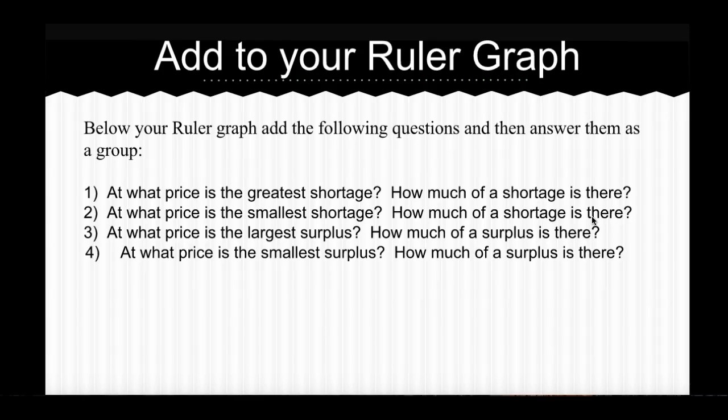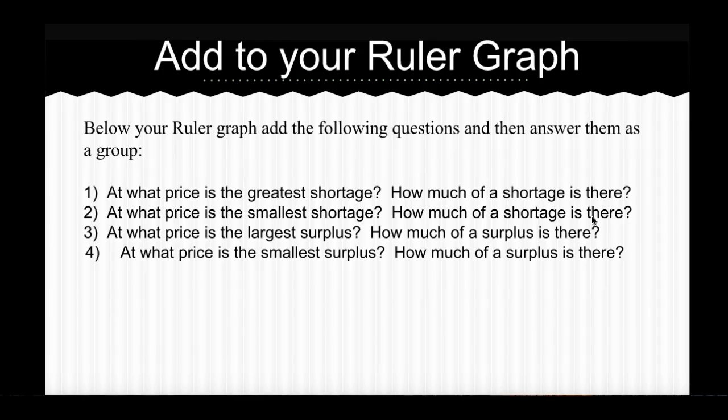By now you should have added to your ruler graph, and you should have your surplus region shaded in above your equilibrium and your shortage region shaded in below your equilibrium. Now I want you to add these 4 questions to the bottom of your ruler graph. If you don't have room on the bottom of your ruler graph, add it to the back.